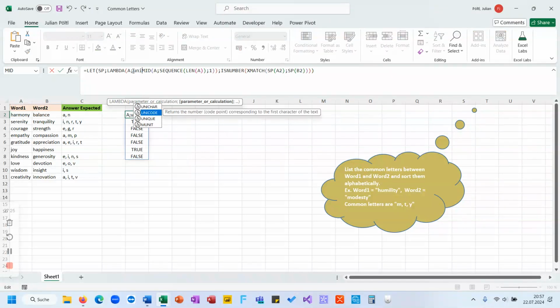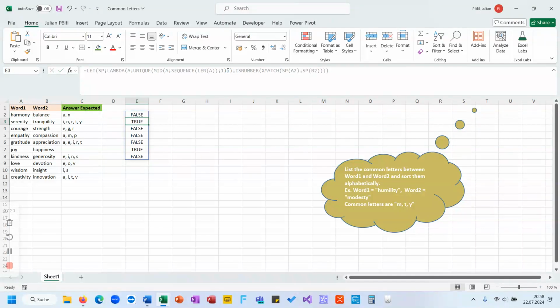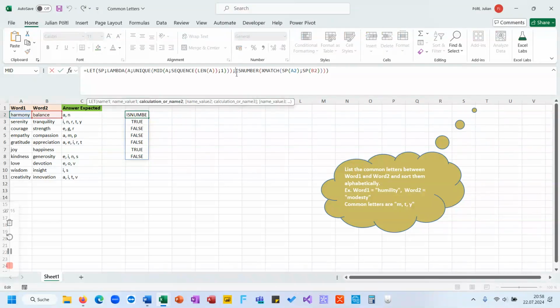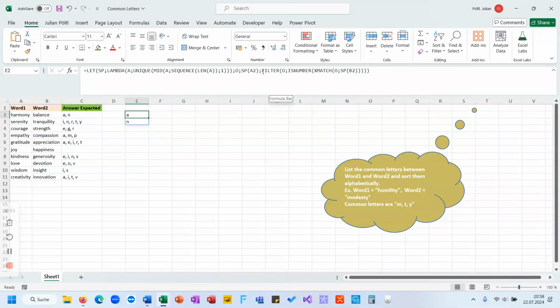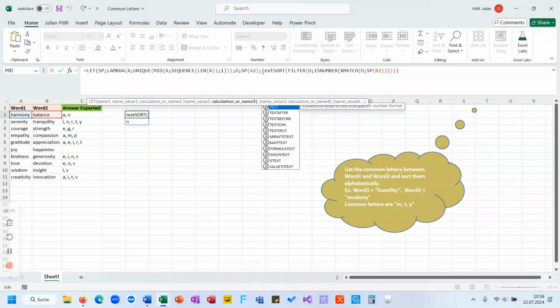I do a unique function here so that we don't have letters two times. And then I need the first split, so like 1, I need separate, because I will filter them out. So A and N, then do a sort here, then do a TEXTJOIN here.